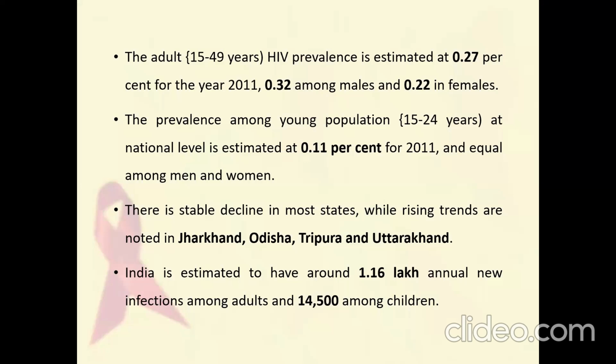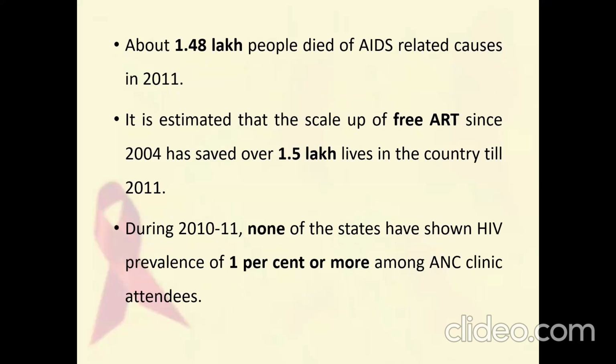There is a stable decline in most states, while rising trends are noted in Jharkhand, Odisha, Tripura and Uttarakhand. India is estimated to have around 1.16 lakh annual new infections among adults and 14,500 among children. About 1.48 lakh people died of AIDS related causes in 2011. And it is estimated that the scale up of free ART since 2004 has saved over 1.5 lakh lives in the country till 2011. During 2010-11, none of the states have shown HIV prevalence of 1% or more among ANC clinic attendance. So this is a positive thing, that prevalence is decreasing due to awareness or due to the start of free ART, so that the death rate is decreased.